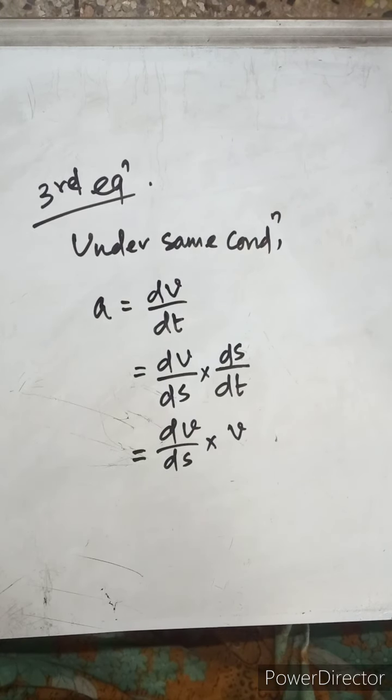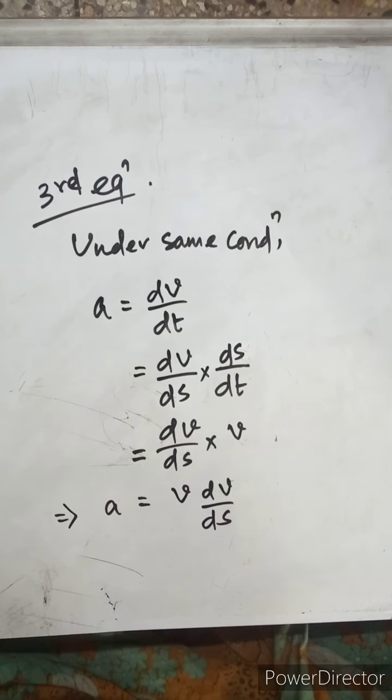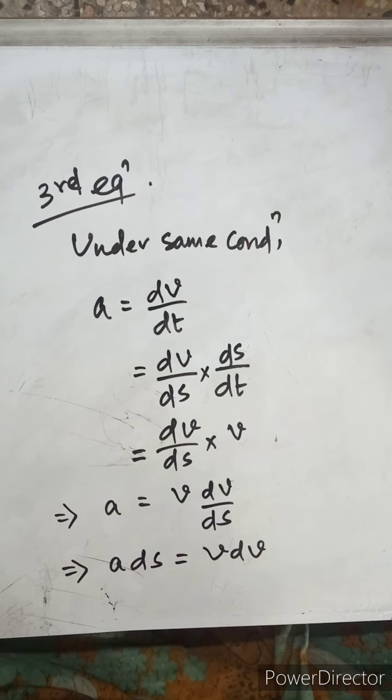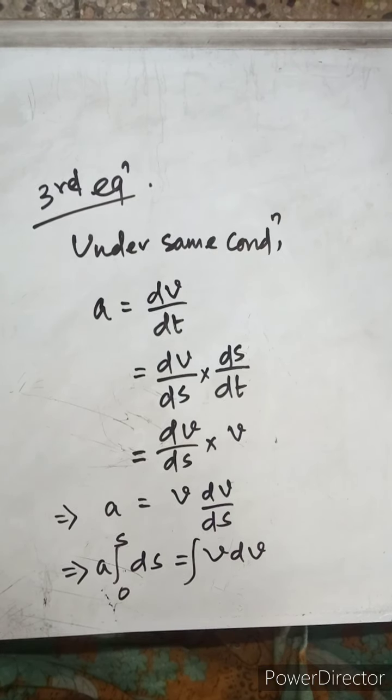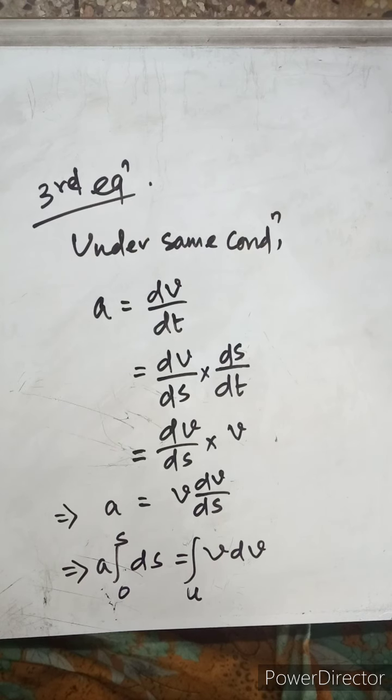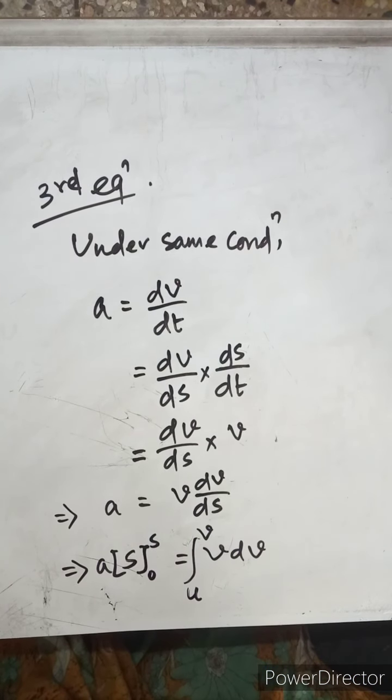So dv by ds stays as it is. But what is ds by dt? It is nothing but the instantaneous speed. So now we have a is equal to v dv by ds. So ds goes cross multiplied to the left hand side, so we have a ds is equal to v dv. A is a constant, it stays out. Ds is integrated from 0 to s. Now what about v dv? V dv is integrated from an initial value u to a final value v. Obviously that is how the speed is changing, isn't it?